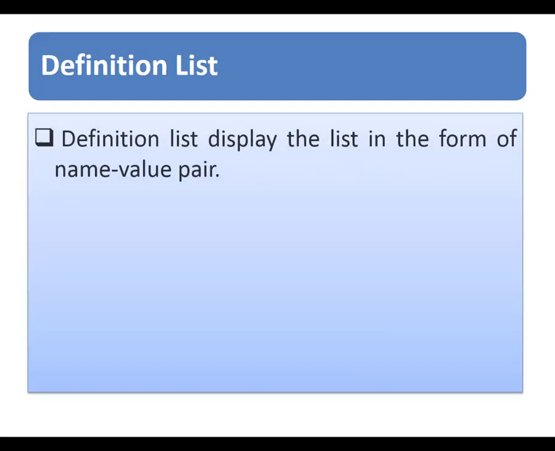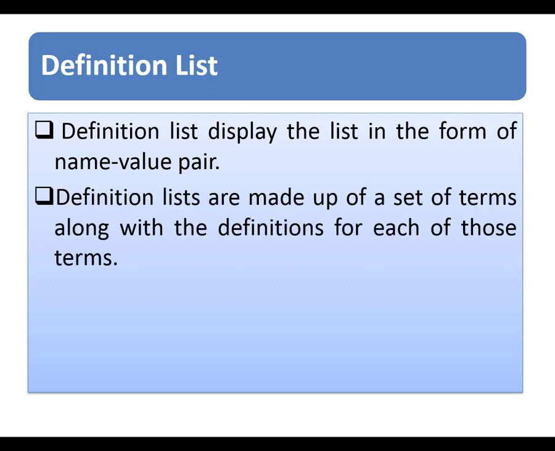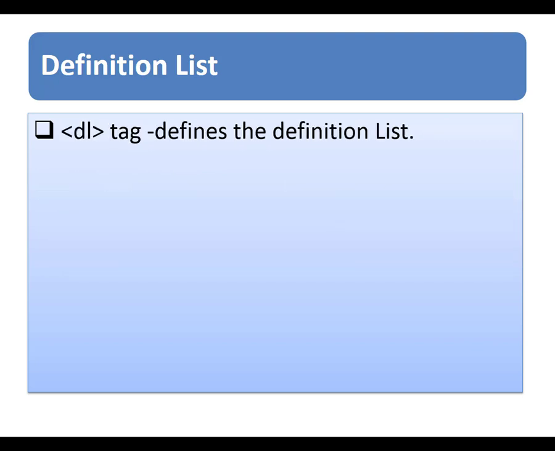The next type of list in HTML is the definition list. A definition list displays the list in the form of name-value pairs. Definition lists are made up of a set of terms along with the definition for each of those terms. A definition list is different from the unordered and ordered list. Here the DL tag defines the definition list, and it usually consists of a series of terms and their definitions.